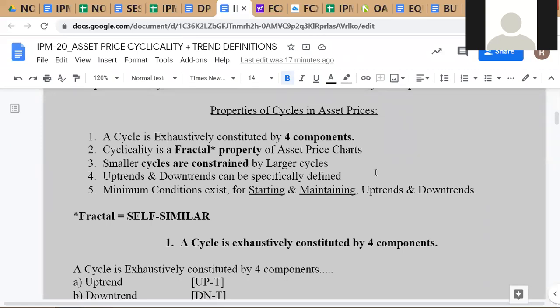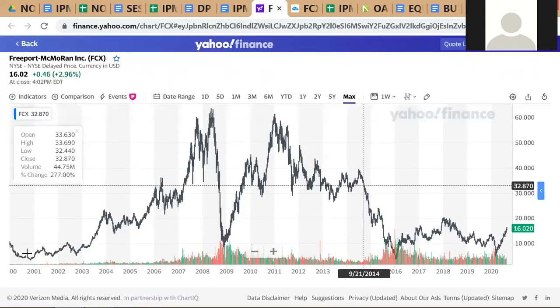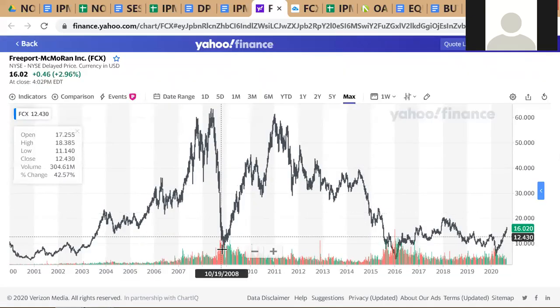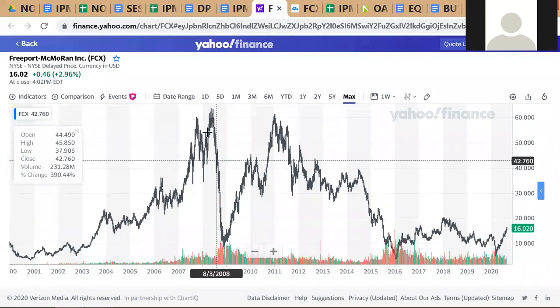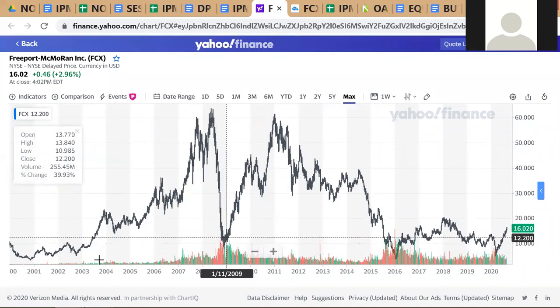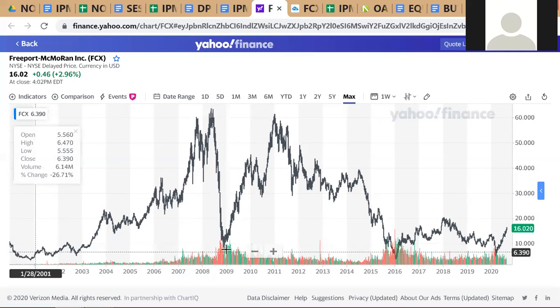smaller cycles constrained by larger cycles. What do I mean by that? Let's look at this, connected to the idea of zoom. At high level zoom, low to low cycle, I see only a straight line, and then a dip. So what is the high level cycle? The high level cycle, low to low, is an 8-year cycle.